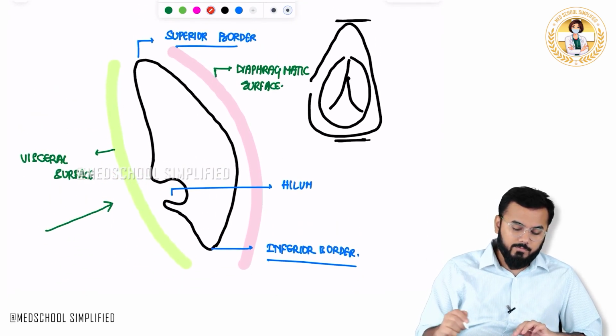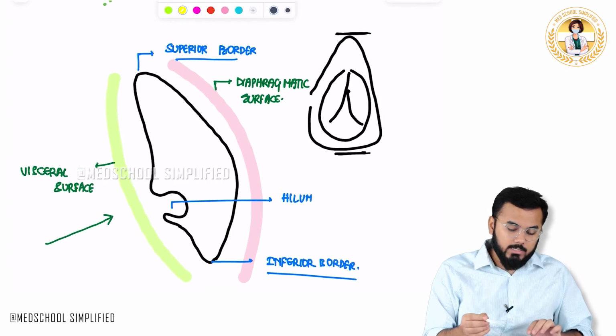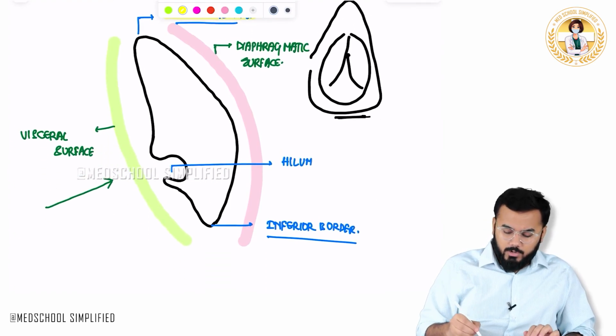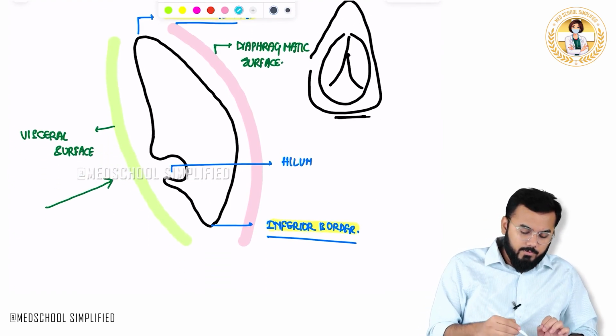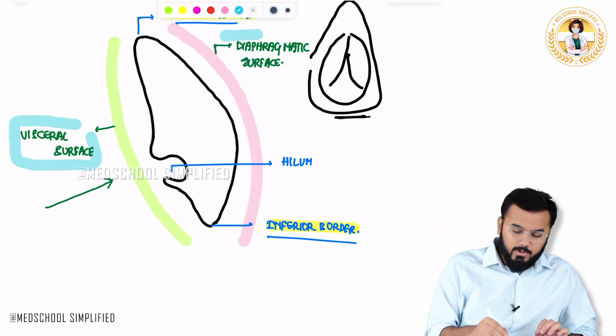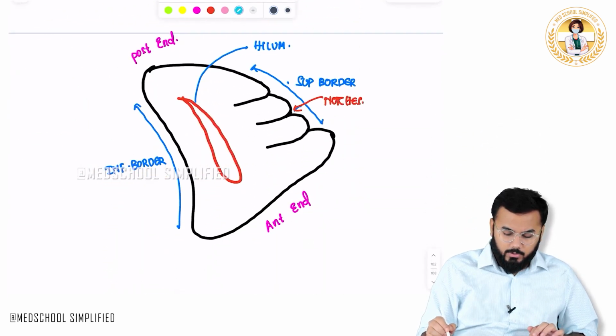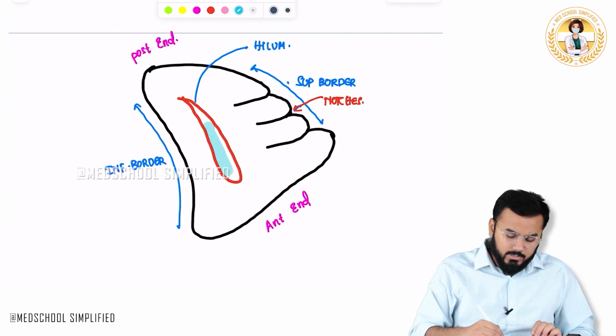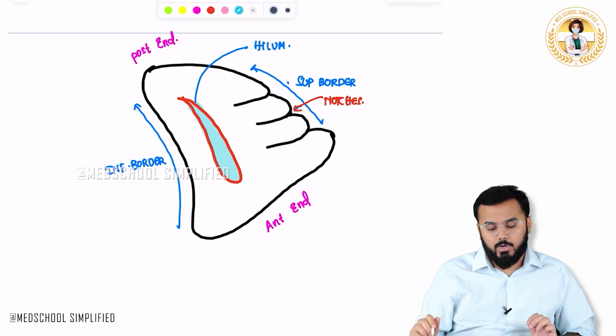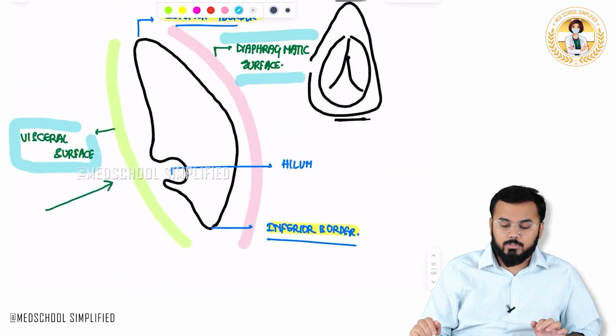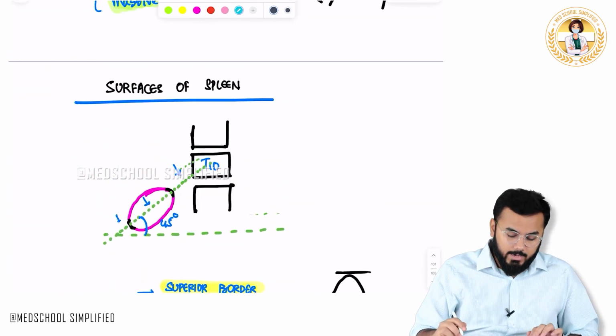So in this, whatever we have discussed right now, we have a superior border and an inferior border. Apart from that, we have a surface called the visceral surface like this, and we even have the diaphragmatic surface. And here also the same thing. And obviously not to forget that this part is called your hilum of the spleen. Okay, so this is all you need to know regarding the borders and surfaces of the spleen.